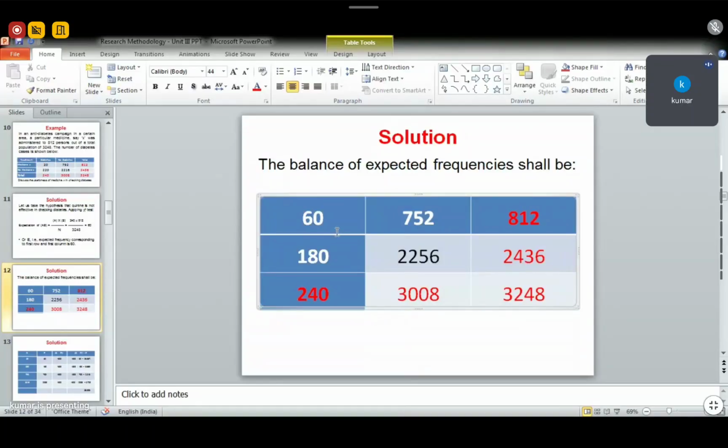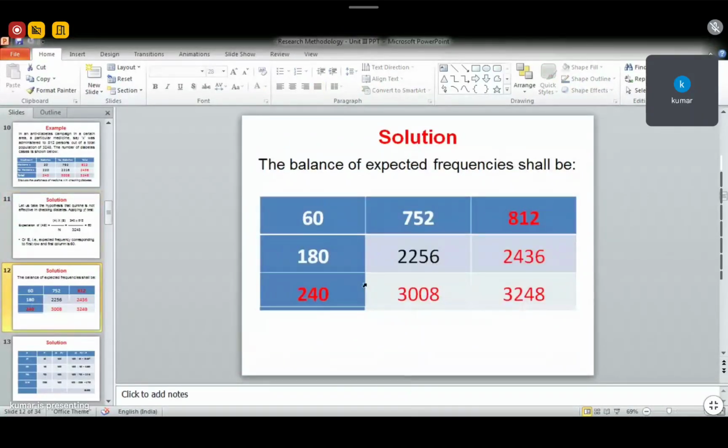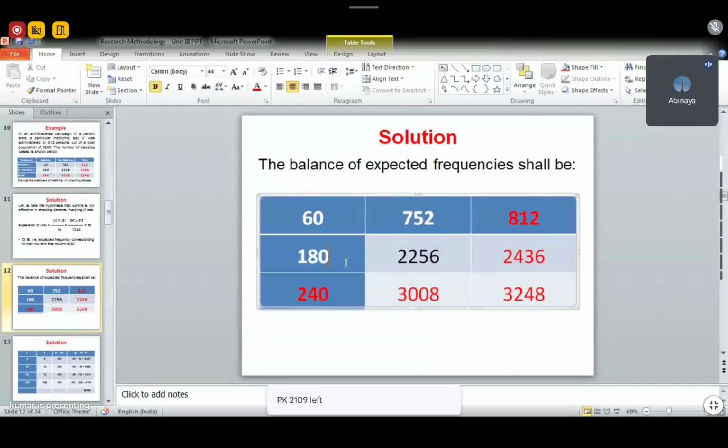First value you got 60, correct? See this? How we got the first value? Yes, sir, 60. Now listen. Now if you subtract it from 812, 60 minus 812, you get 752. That's what I want to tell you.